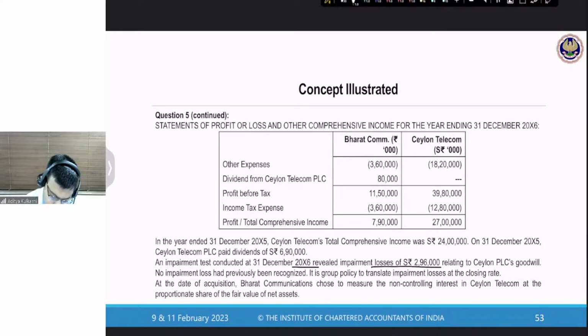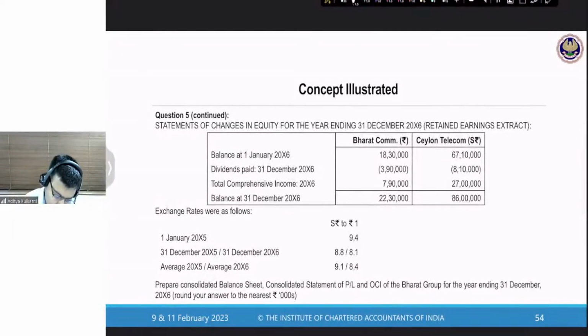At the date of acquisition, Bharat Communications chose to measure the non-controlling interest at proportionate share of fair value of net assets. Statement of changes in equity, you have opening balance, dividends paid, total comprehensive income giving the closing balance. You have the opening rate on 1st January 20X5, the 31st December X5 rate, and the 31st December X6 rate, that is the closing rates are given, and the average for X5 and X6 is given. Prepare the consolidated balance sheet, P&L and OCI.